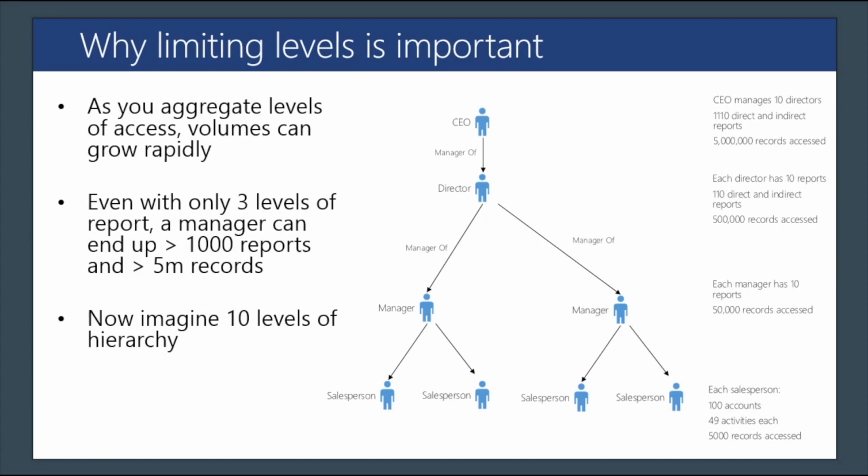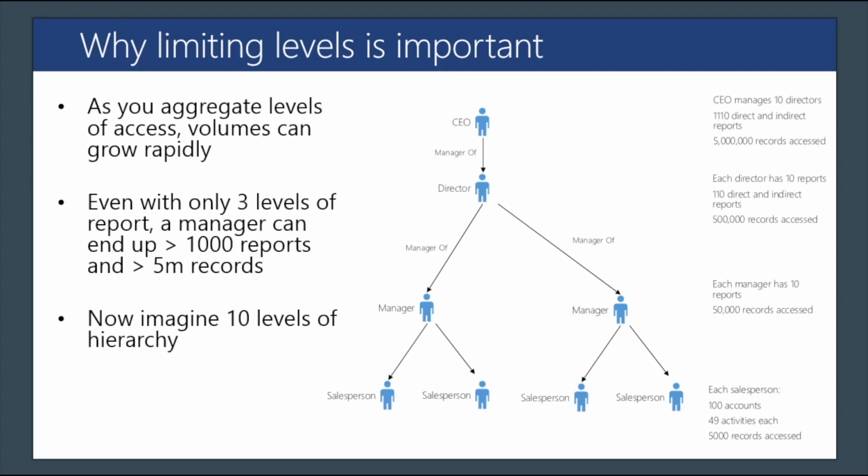The manager might still end up with thousands of reports below them and millions of records, right? So if we had done 10 levels, you can imagine how much this can grow, right? So if we look at this example, we have a salesperson that might have 100 accounts with 49 activities on each account, okay? So we're looking at 5,000 records.